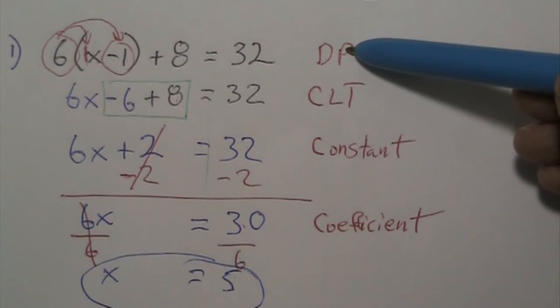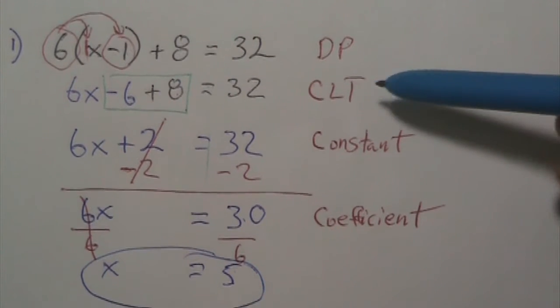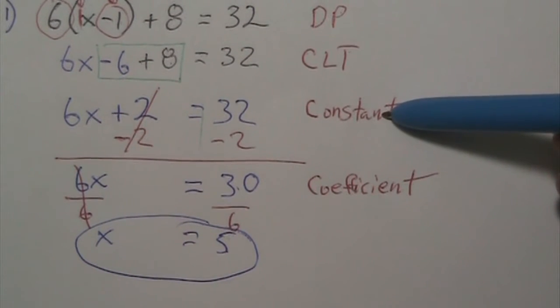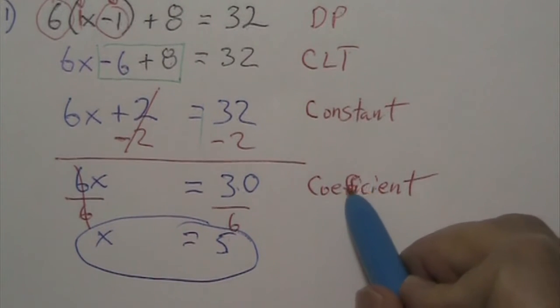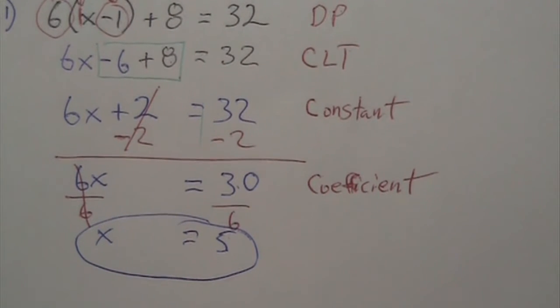So how do we solve that? We did distributive property, combined like terms, eliminate the constant, and then eliminate the coefficient. By the way, coefficient is with 2 F's. I often make that mistake of misspelling.